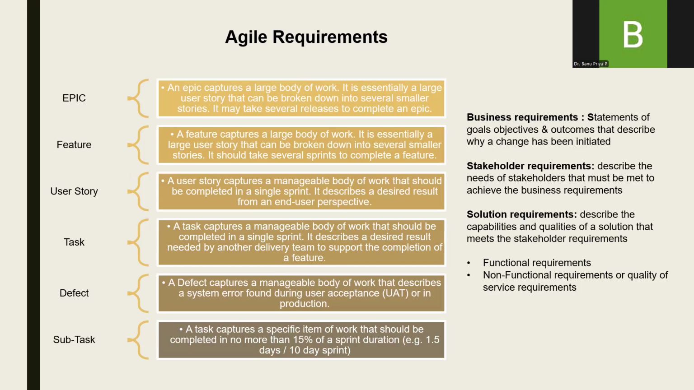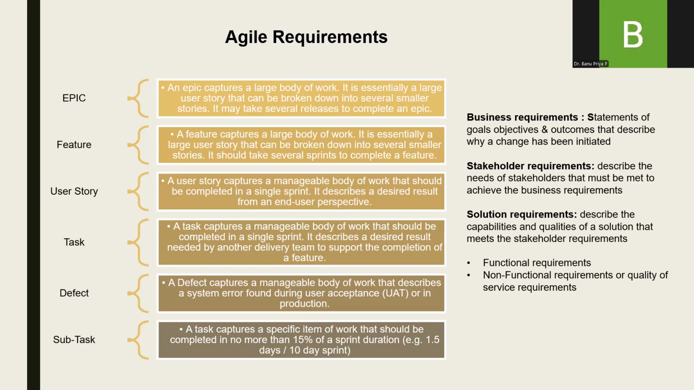What is a task? A task captures a manageable body of work that should be completed in a single sprint. So in a single sprint, what are the tasks? It describes a desired result needed by another delivery team to support the completion of a feature. What is a defect? A defect is a system error that is found during user acceptance or even during production. Finally, a subtask can also be under a task. Usually, a subtask should not be more than 15% of a sprint duration.